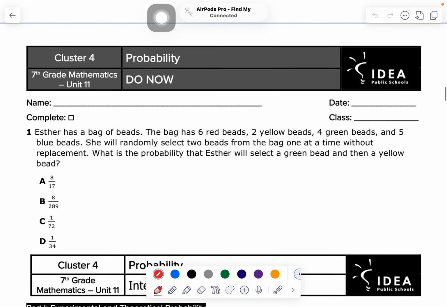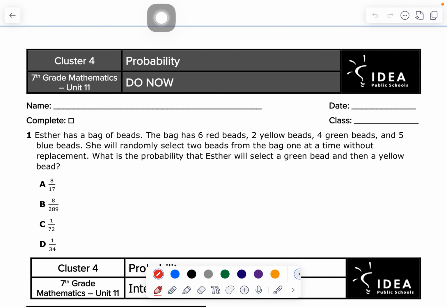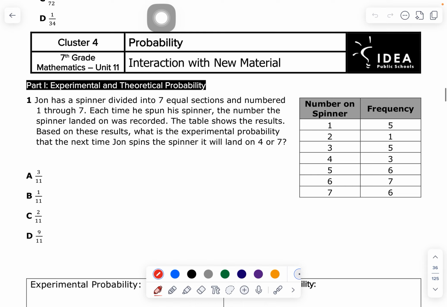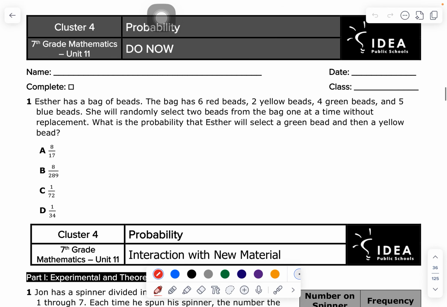Right. So we made it all the way to cluster 4, which is about probability. And we probably need a little bit of refresher on how to do probability, and that's what we're going to be showing in this video. So let's start with the 2 now.